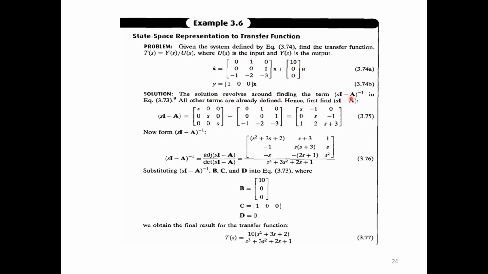So (sI minus A). Write the sI identity matrix, so it would be this one, and A is this one. Just simple. So you got this one. Now take the inverse. To take the inverse, the formula is the adjoint matrix of (sI minus A) divided by the determinant of this one. Now, how to find the adjoint and how to find the determinant?